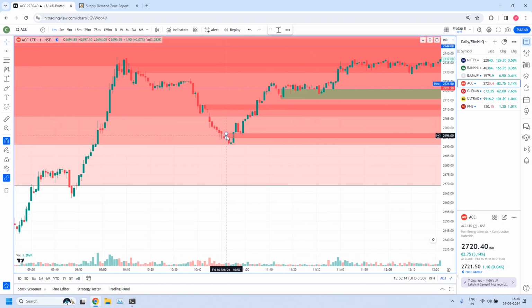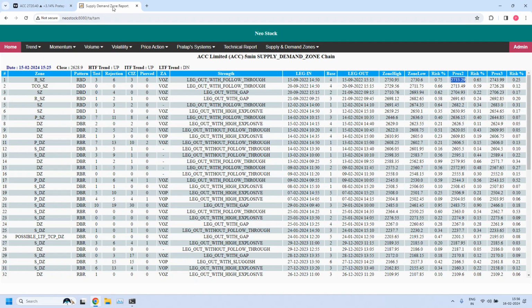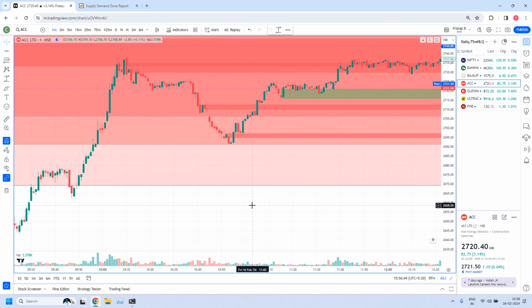And the moment you exit here, at what point do you have to exit? The high of this base candle, because this is a drop, base, drop. 2697.10 is the place where you need to book your profit the moment the zone is violated. And what was your entry? This is proximal type 2, 2733.30. And that way on ACC you got a profit of 10,860 rupees.